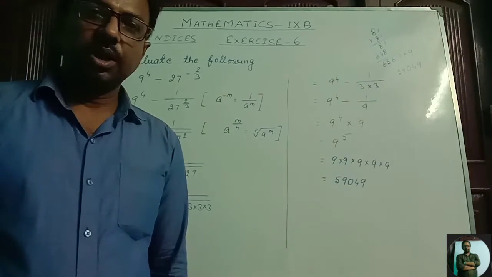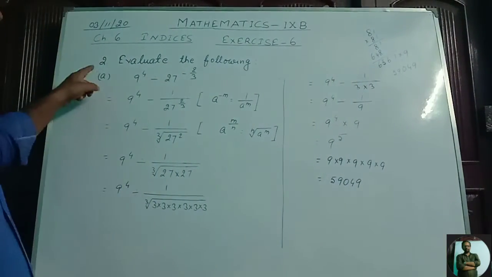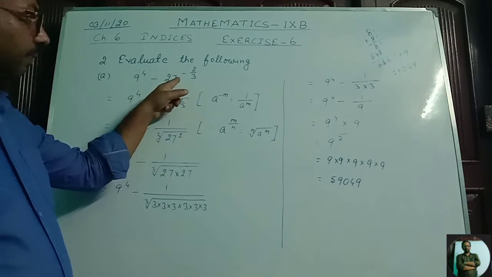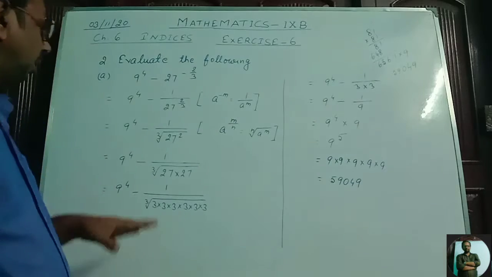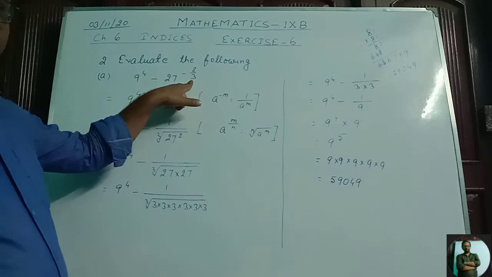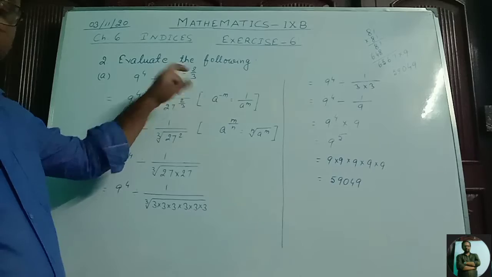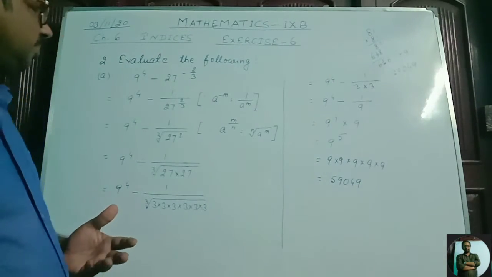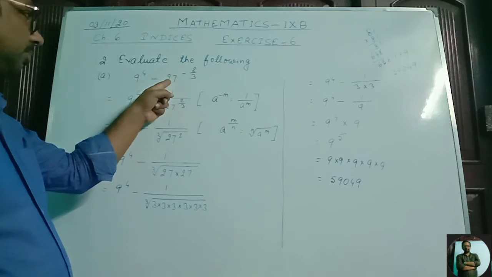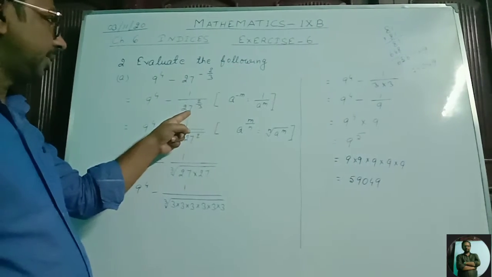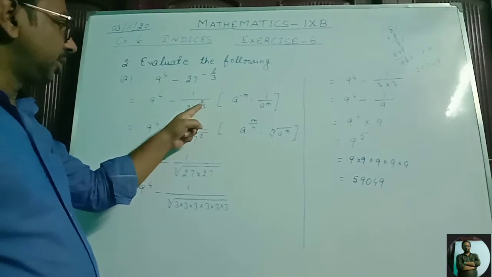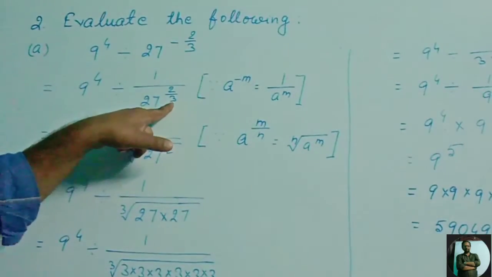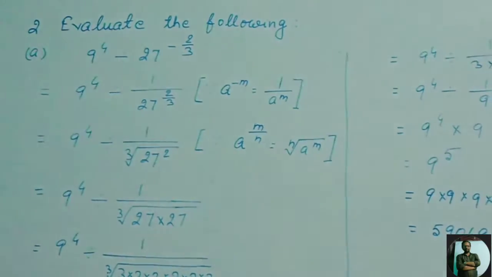In question number 2 also we are asked to evaluate the following: 2a, 9 to the power 4 divided by 27 to the power minus 2 by 3. In the first step, I change this negative index into the positive index. To change the negative index into the positive index, we write the reciprocal. So I wrote the reciprocal of this 27. It became 1 by 27. Now this negative index became positive, that is 2 by 3: 1 by 27 to the power 2 by 3.